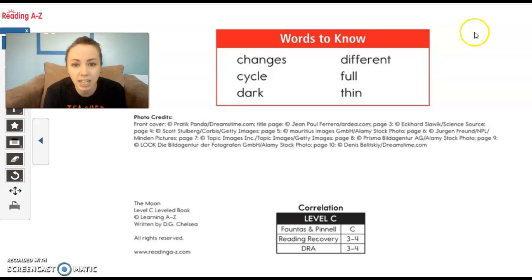If you flip to the next page, there's a red box that says words to know. We're going to read them together. Okay, so repeat them after me. Changes, cycle, dark, different, full, thin. Very nice.